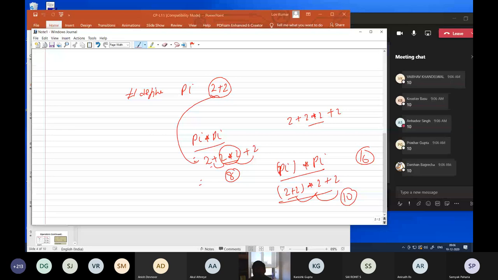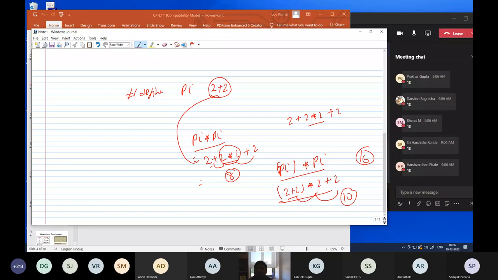Okay, what I have mentioned, where you are defining pi as 2 plus 2, whatever you are going to write where pi is, simply it will replace pi with 2 plus 2. It will not find the value of the expression. Directly it will put pi equal to 2 plus 2.